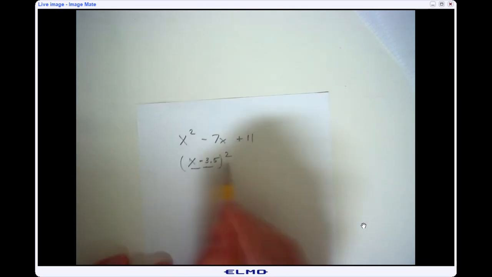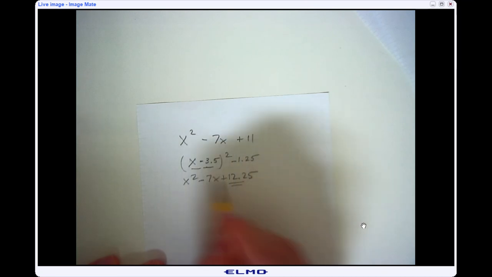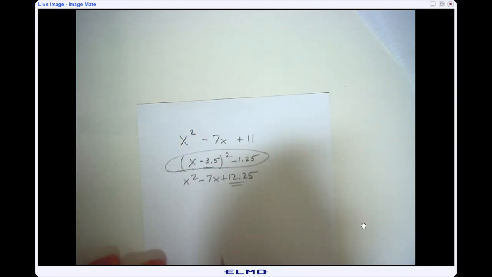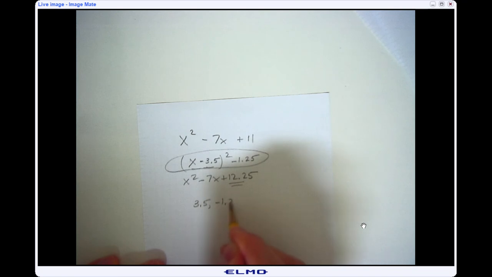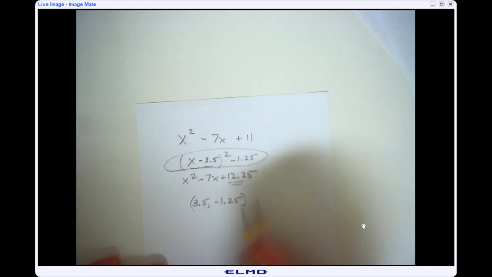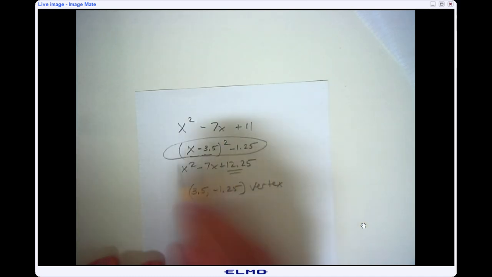So again, when I multiply this out, I'll have x squared. This times this is negative 3.5 doubled is negative 7x. And then negative 3.5 times negative 3.5 is positive 12.25. So to go from 12.25 to 11, I would have to subtract 1.25. So this would be my answer for the graphing form, completing the square. And again, my vertex, what makes this equal to 0, would be positive 3.5, negative 1.25. That's my vertex.